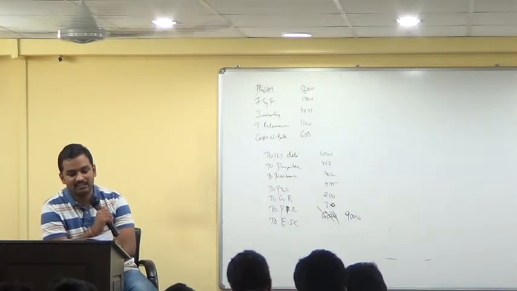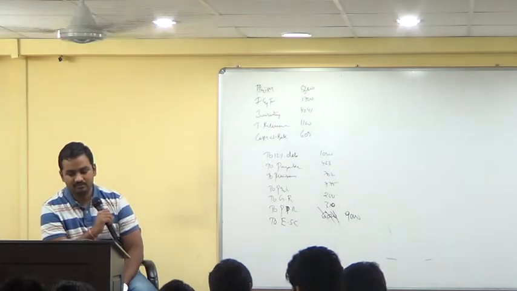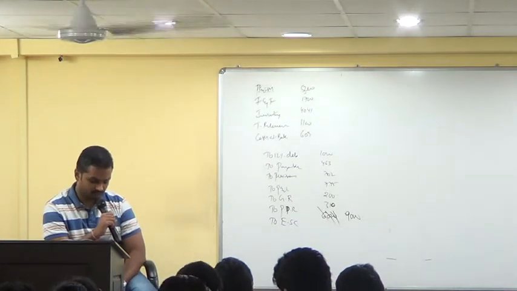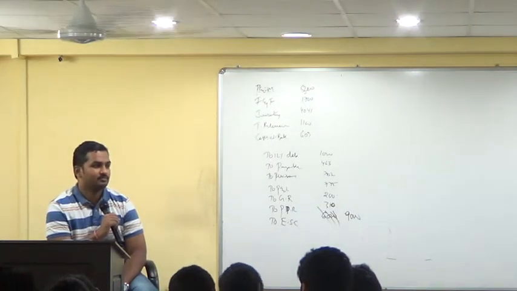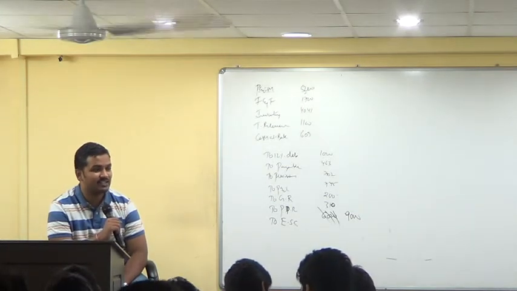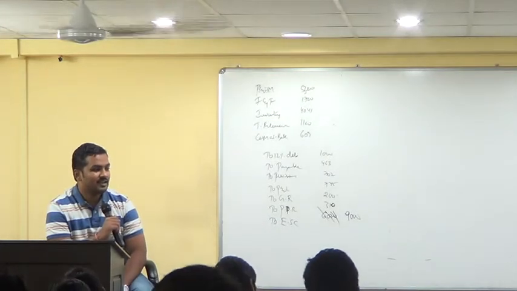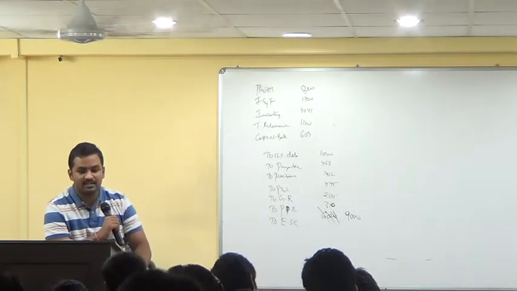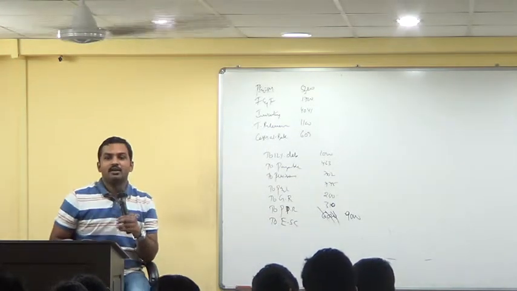15% debentures in P, 1,75,000. Trade payables 1,75,000. Other current liabilities 75,000. Maybe the question would have changed. Listen to me carefully.